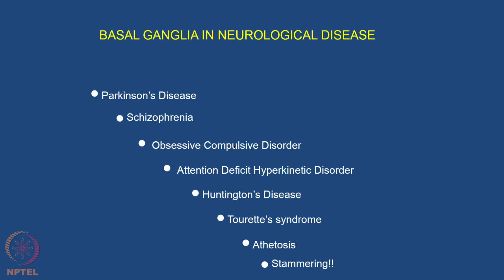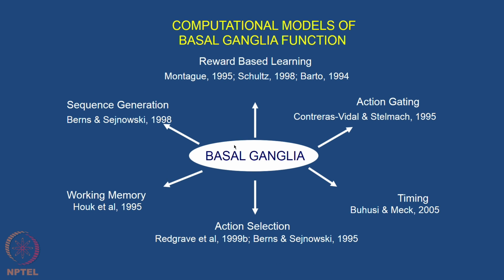Then there are other diseases like schizophrenia, which is a neuropsychiatric disorder. Then you have obsessive compulsive disorder, then attention deficit hyperkinetic disorder, or ADHD, then Huntington's disease, which is a strongly genetic disorder, then Tourette syndrome, athetosis, even stammering. So there are so many different neurological and neuropsychiatric conditions which are associated with basal ganglia dysfunction. If you understand basal ganglia's function, you can get insight into all these diseases, and that's primarily the motivation of our lab in studying basal ganglia.